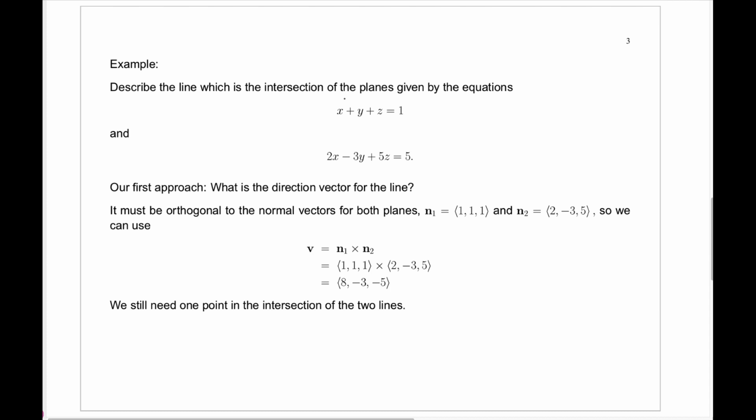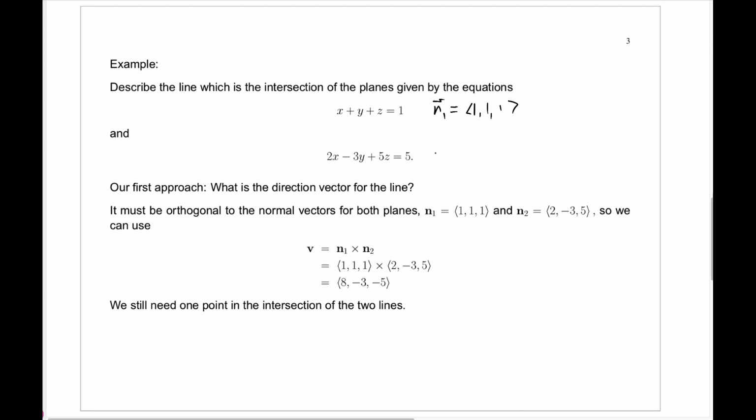Let's look at the planes with equations x plus y plus z equals 1 and 2x minus 3y plus 5z equals 5. You can see that the normal vector for this one we can read off. And when I say the normal vector, I mean a normal vector, because you can multiply it by a scalar and you still get a normal vector to the plane. You can read off a normal vector just by looking at the coefficients of x, y, and z. That's just the vector 1, 1, 1.